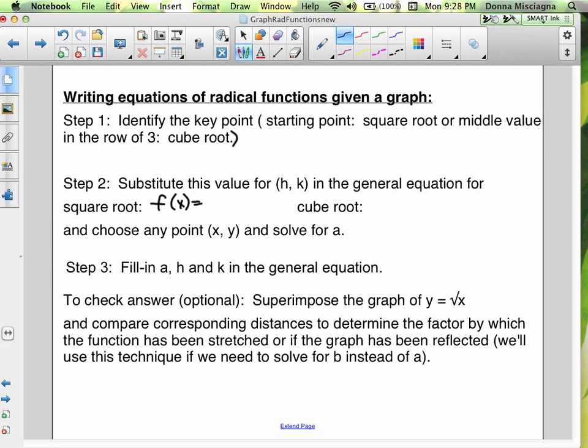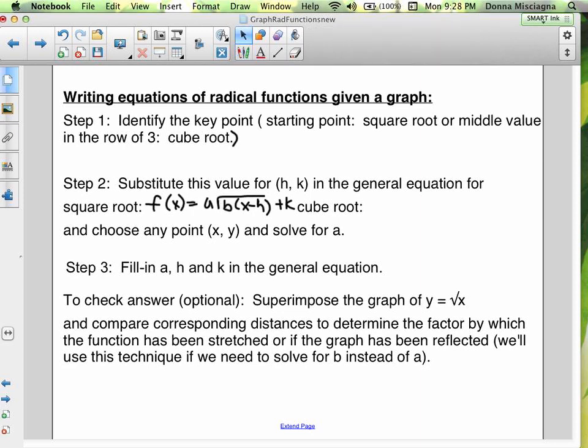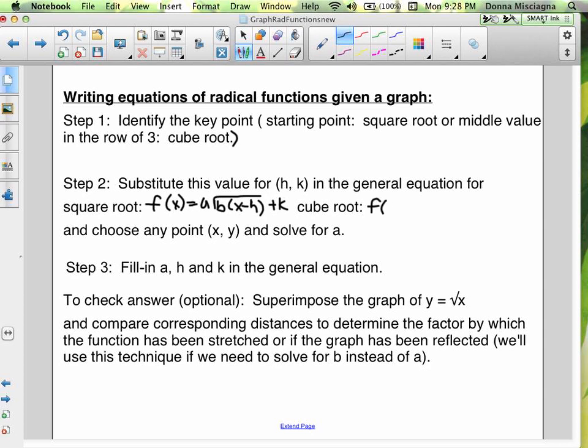So f of x equals a times, put this in your notes, you have this blank space in your notes there, f of x equals a times the square root of b times x minus h, plus k. So even if we're not solving for b, in other words, even if b is 1, we still want to remember the correct form of the equation, because once in a while we'll solve for b. And then the cube root is the exact same thing, except put a little 3 on your radical, x minus h, and then plus k.